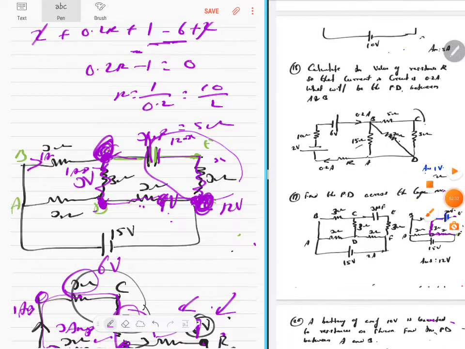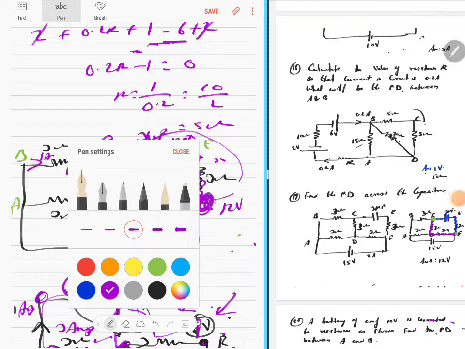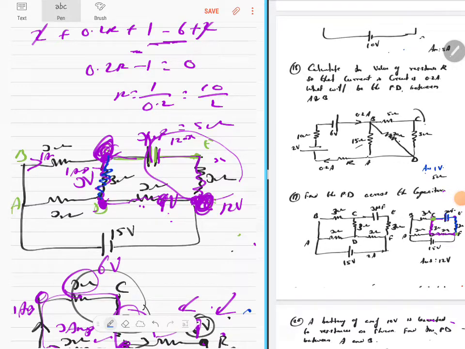Look at this, it's a little detail here. This is a 3 ohm. Similarly, this is also a 3 ohm. This network and this network are similar networks. If the voltage across this is 3 volts, we can say the voltage across this 3 ohms will also be 3 volts, and therefore 12 minus 3 becomes 9 volts, and 9 volts will be the potential across the capacitor, and we can leave it like that.